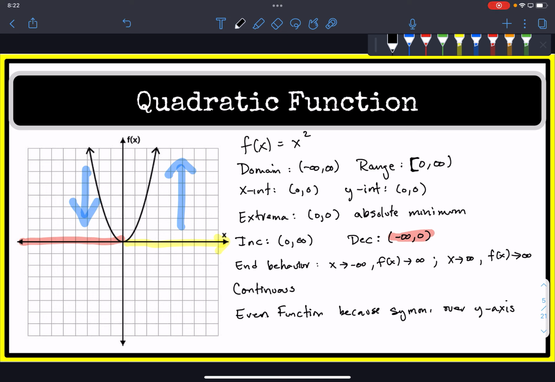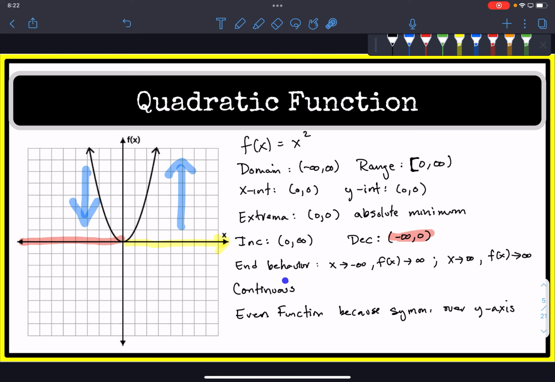Our domain is from negative infinity to positive infinity. Our range is from 0 to infinity. We intercept the x-axis and the y-axis at the origin. It has this one extrema, 0, 0, which is an absolute minimum. It increases in the same interval from 0 to infinity and decreases from negative infinity to 0. The end behaviors are the same. Both ends are pointing upwards. So to the left, our function is approaching positive infinity, and to the right, our function is approaching positive infinity.